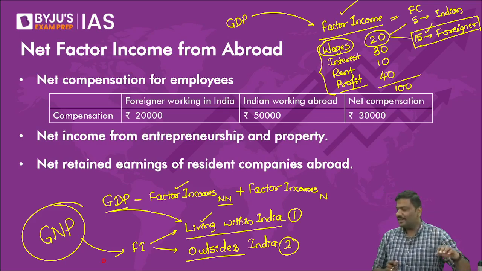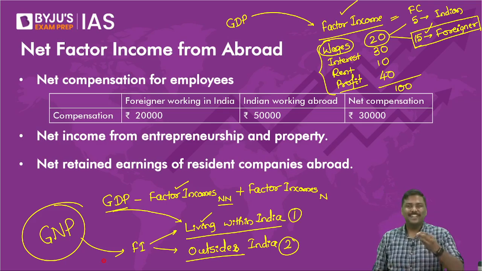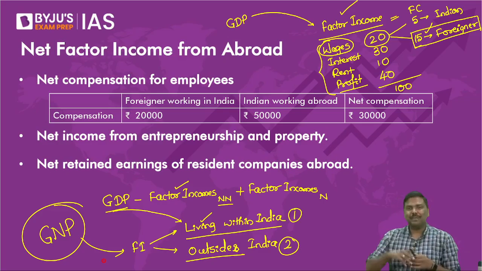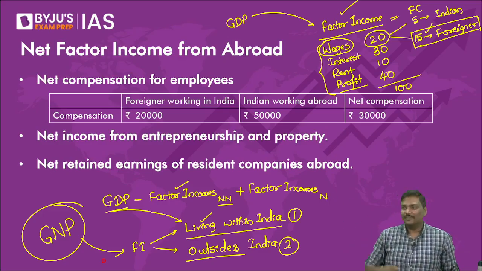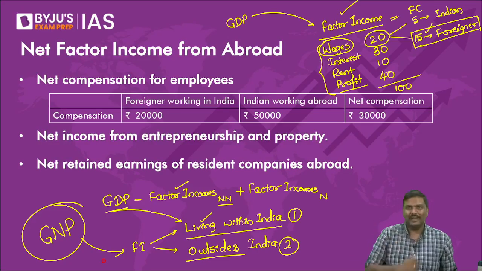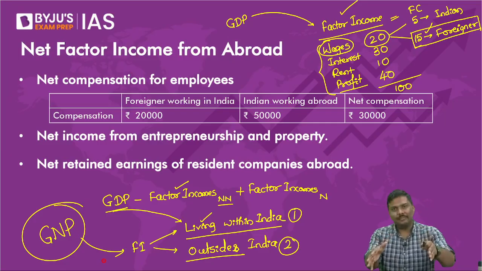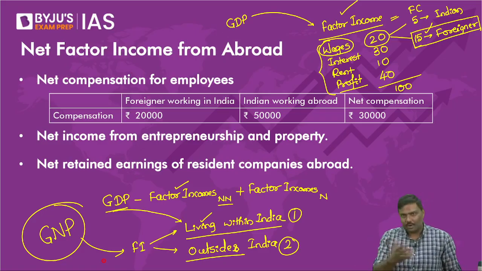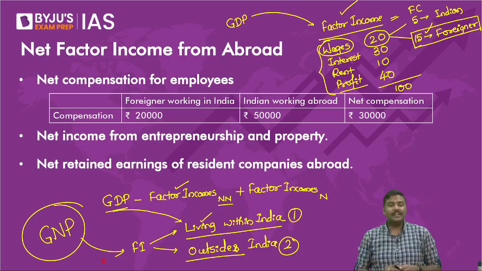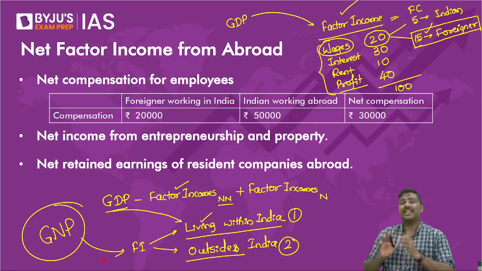How can we identify a foreign worker and an Indian worker? My dear, the government has all the data, right? Don't you think that when foreign software engineers come to India, the company will report to the government that out of 100 employees, 20 are foreigners and 80 are Indians? Do you think the government doesn't have even this data? Just think of it. So this is how gross national product is calculated.